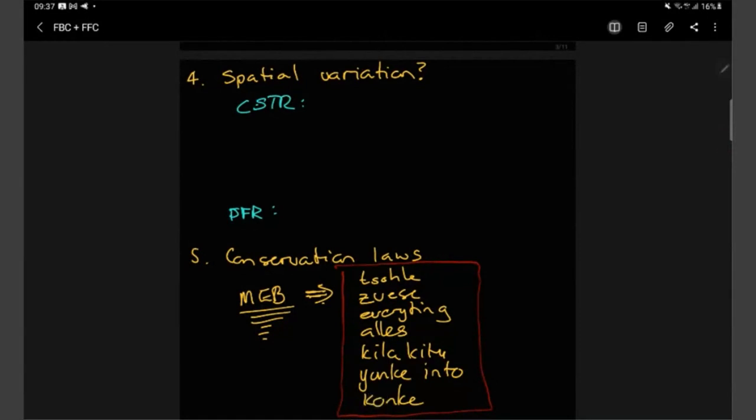Point number 4, a lot of words: spatial variation. That's the important one. So spatial variation of your variables would refer to, the best example that I can come up with, what we wrote on the screen here. What's the difference between a CSTR and a PFR? And someone tell me, is there spatial variation in a CSTR, if we refer to the concentration, let's say?